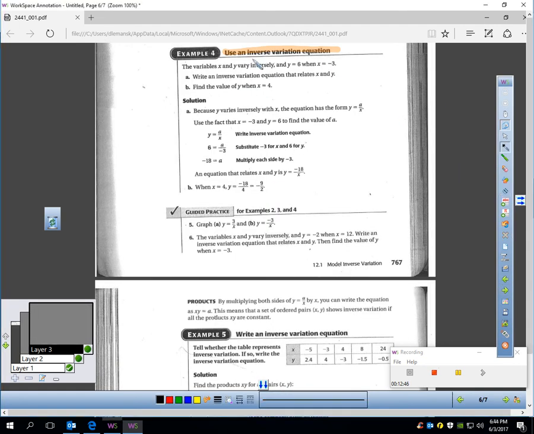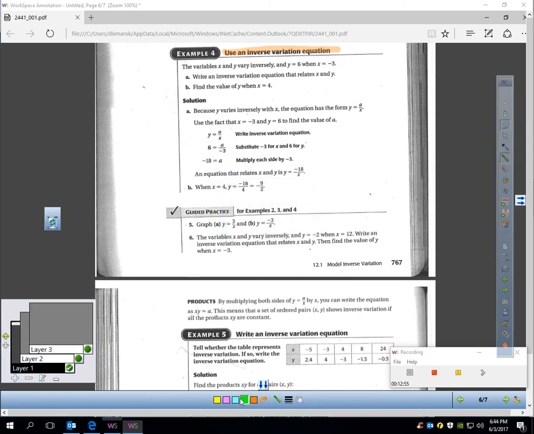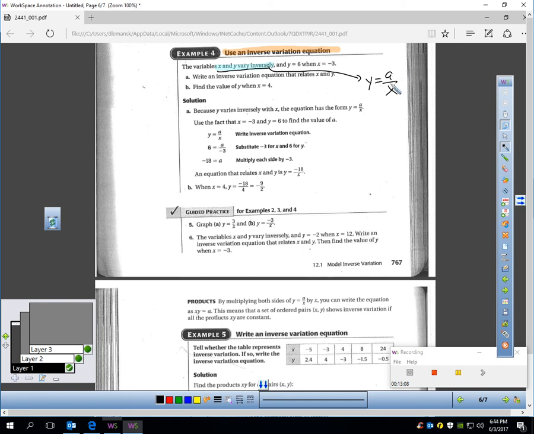Let's use an inverse variation equation. The variables x and y vary inversely. Let me underline or highlight that because that's important vocabulary. When you read x and y vary inversely, this is what needs to pop up in your head. You need to be saying, oh, that means the equation has to look like that. That's what inversely varying tells me.